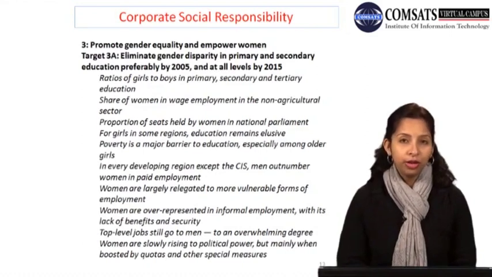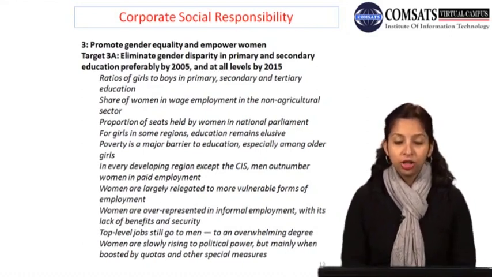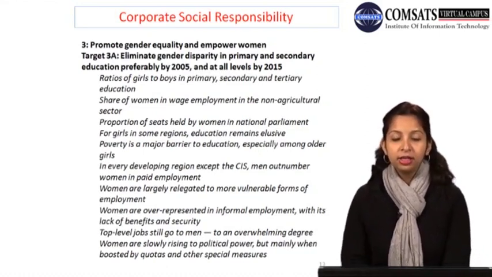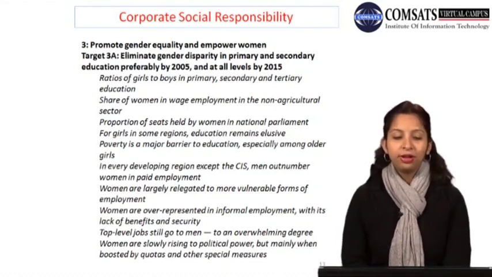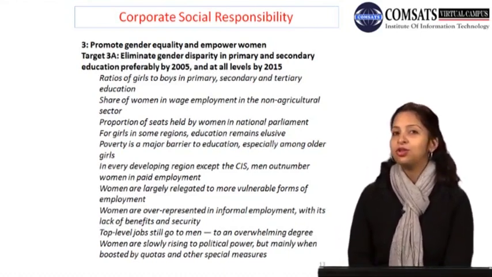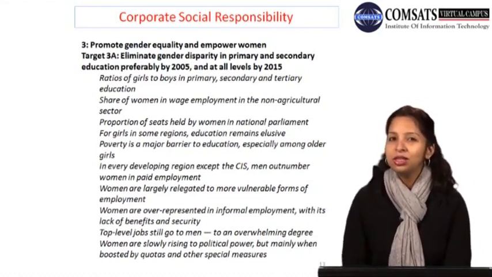The third goal for MDG is to promote gender equality and empower women. Now the target within this particular goal is to first eliminate gender disparity in primary and secondary education, preferably by 2005 and at all levels by 2015. Where do you think we stand?